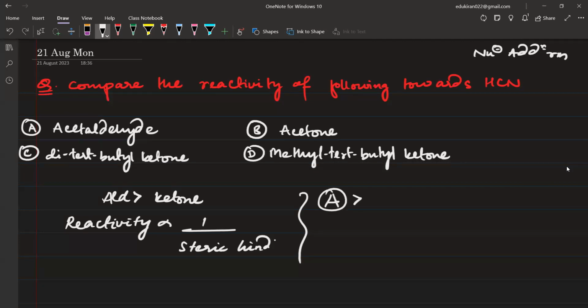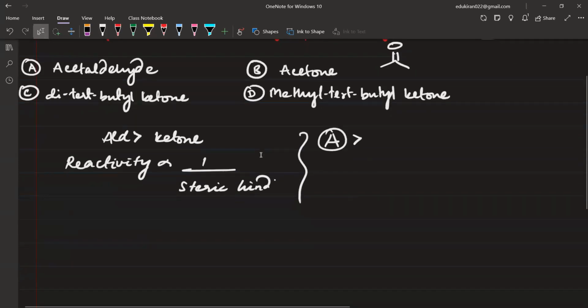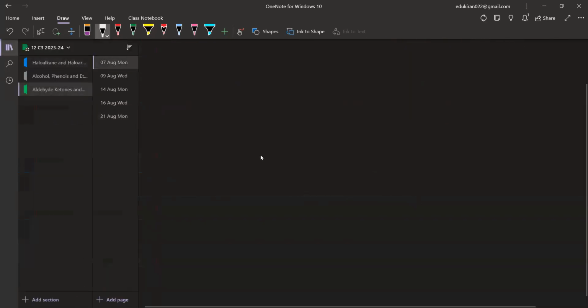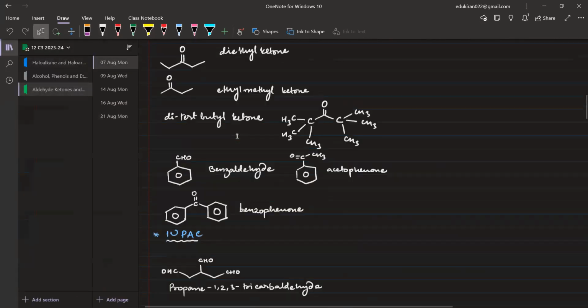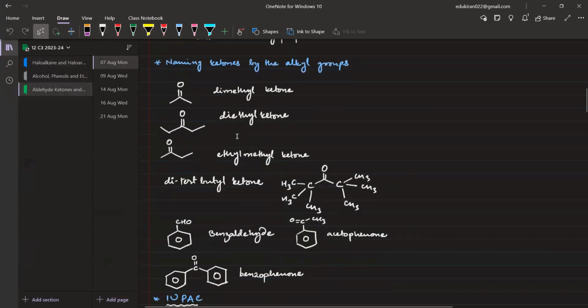Now, followed by that, you need to write the structures. What is acetone? If you remember, this is acetone. Now see, the first problem that you are going to face is, what is the question? The next problem is, what are these options? So you should also know how to write the compounds, even if they are given in common names. We have done this previously also. Di-tert butyl ketone. I think we have done exactly the same thing in the first class.